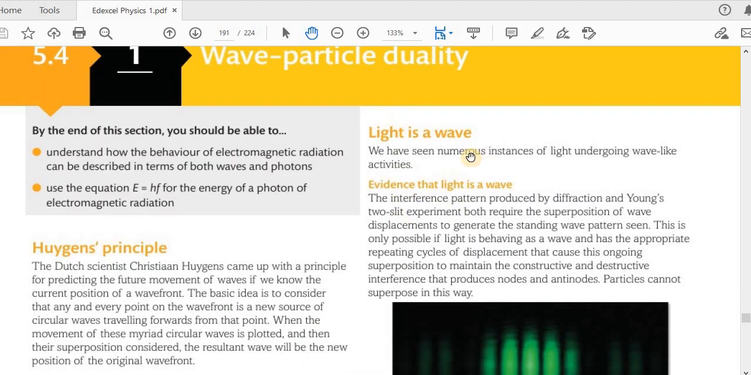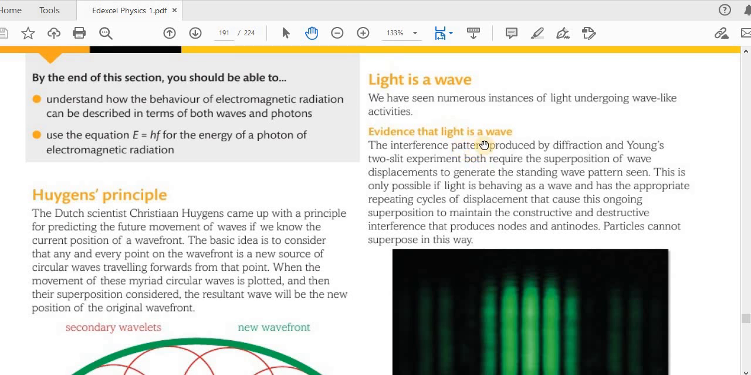Okay, so here you can see already light is a wave. We have seen numerous instances of light undergoing wave-like activities. Evidence that light is a wave: the interference pattern produced by diffraction and Young's two-slit, also called double-slit experiment, both require the superposition of wave displacements to generate the standing wave pattern seen.